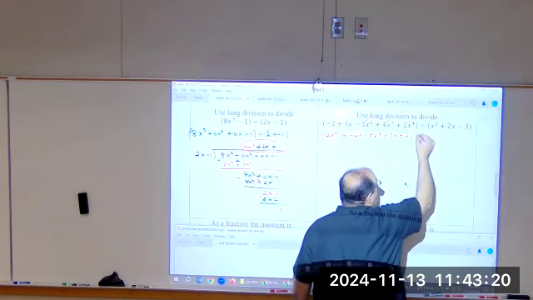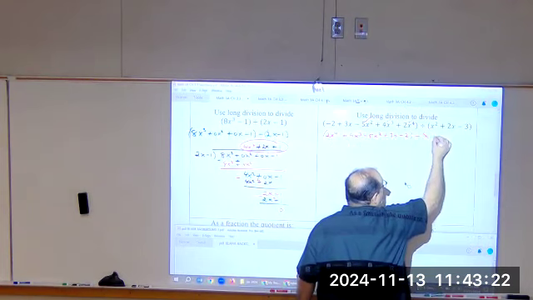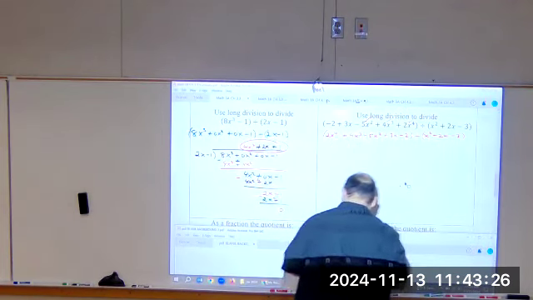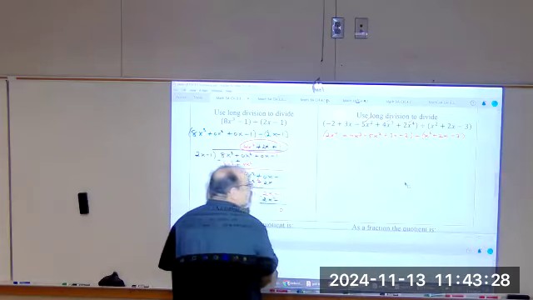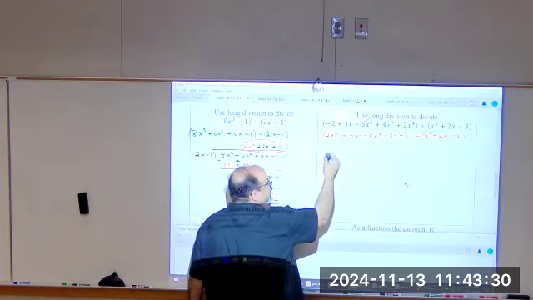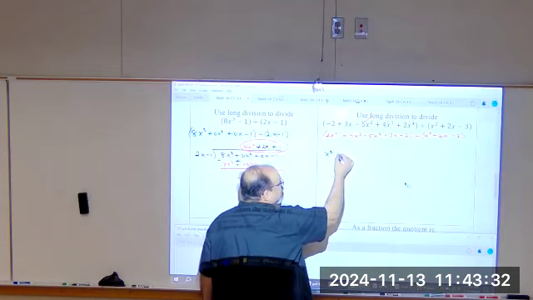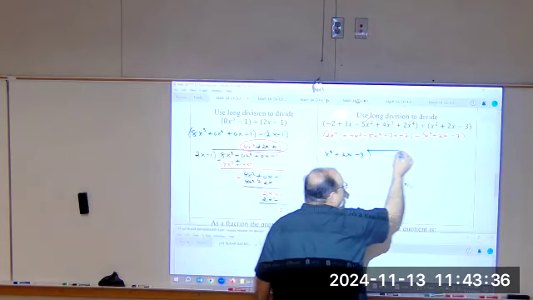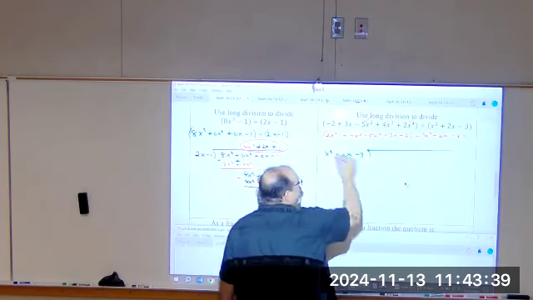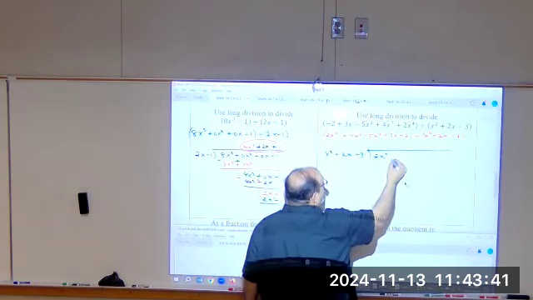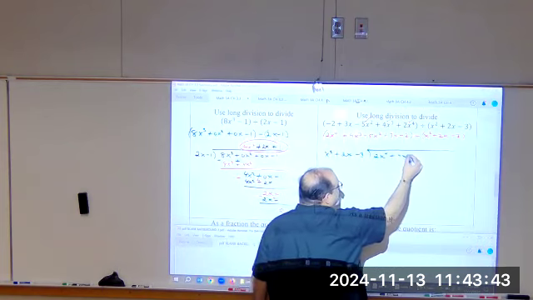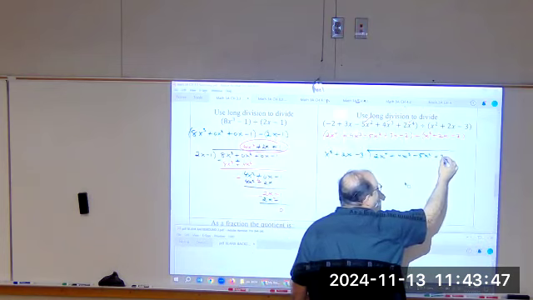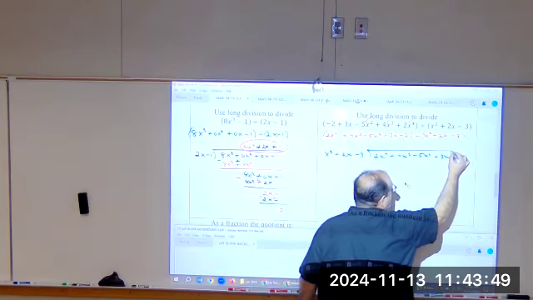It is being divided by x squared plus 2x minus 3. So the divisor is x squared plus 2x minus 3 into 2x to the 4th plus 4x to the 3rd minus 5x to the 2nd plus 3x minus 2.